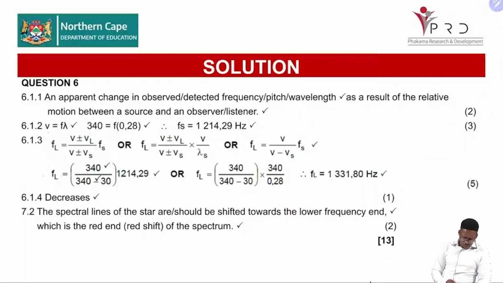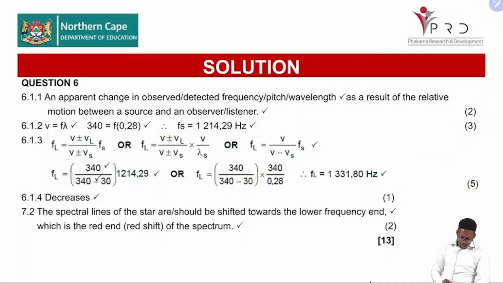So what will be the frequency of the listener? It is equal to 340, which is the speed of the sound in the air, divided by 340 minus 30, multiplied by the frequency of the source, which is 1214.29. So you can see here, from writing the correct formula and substituting correctly, you are having 80% of the mark allocation, 4 out of 5.